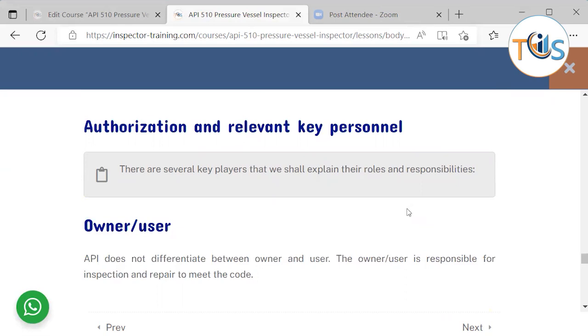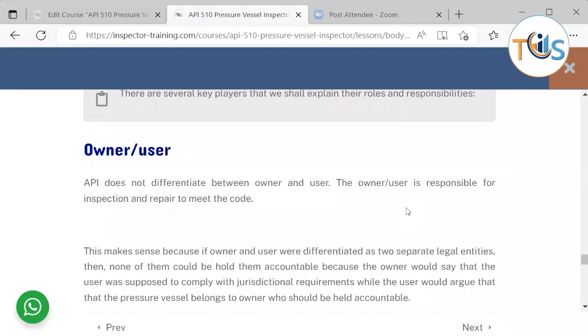According to the API, the most important player is the owner user, and the API does not differentiate between owner and user. The reason is that the vessel might legally belong to somebody else but be operated by another entity. So if things go wrong, the user can always say, oh, it doesn't belong to me, it belongs to the owner. And the owner can say, oh, I gave it to that other entity to use, so he should have done due diligence. So in the eyes of API, both owner and user are equally responsible if they are two different legal entities.